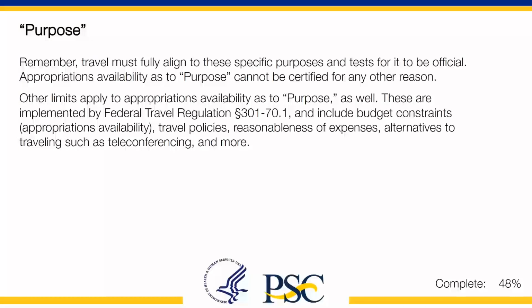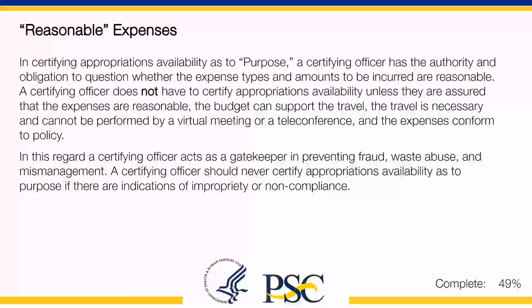Other limits apply to appropriations availability as to purpose, as well. These are implemented by Federal Travel Regulations Section 301-70.1, and include budget constraints, appropriations availability, travel policies, reasonableness of expenses, alternatives to traveling such as teleconferencing, and more. In certifying appropriations availability as to purpose, a certifying officer has the authority and obligation to question whether the expense types and amounts to be incurred are reasonable.